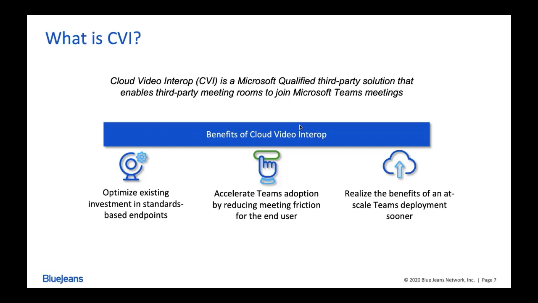If you have got Cisco, Poly, Lifesize, whatever it might be, standards-based hardware in your meeting rooms that doesn't support Teams natively, we're going to say to you, you don't need to rip and replace all of that hardware. You can use a CVI piece of technology that will enable those meeting rooms to join Teams calls without having to replace the hardware. So we can use open standards. We can optimize existing standards-based endpoints, those SIP or H.323 endpoints, but we can also accelerate the Teams adoption by reducing meeting friction for the end user.